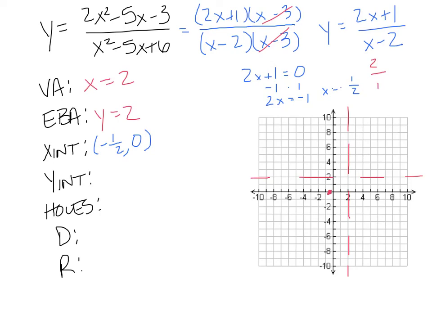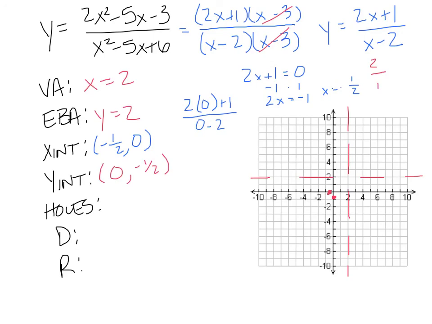The y-intercept is when you plug in a 0 for everything. So that would be 2 times 0 plus 1 over 0 minus 2. So that would be 1 over negative 2. So our y-intercept is also at negative 1/2. But remember, it's a different point. It's 0, negative 1/2. So it's not like they're at the same place. I swear that's at negative 1/2.